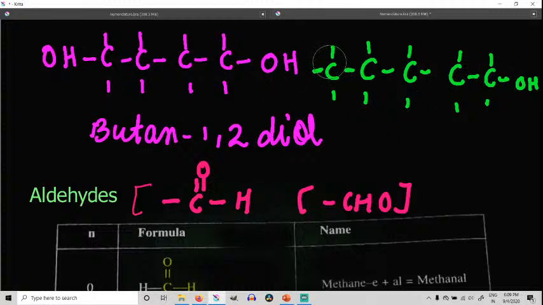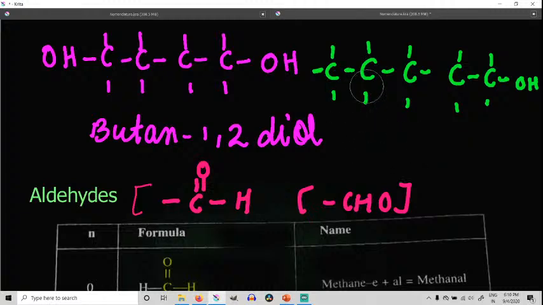How many carbon atoms? 1, 2, 3, 4, 5. There are 5 carbon atoms, right? And at the end you can see OH is attached. So this carbon atom should be taken as the 1 carbon atom, right? It means we can see on the first carbon atom the OH group is attached, right? So what should be the name?